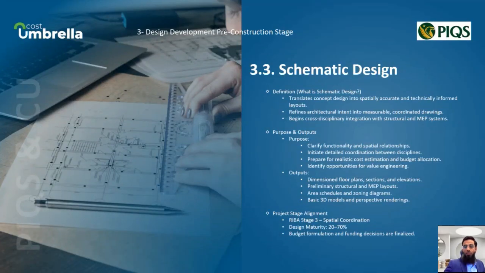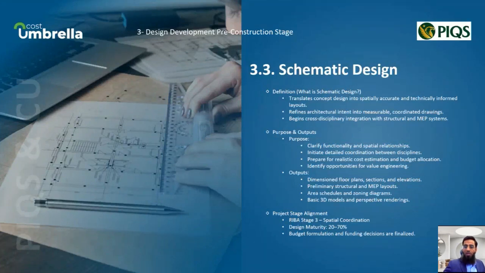Let's move to the next stage, which is schematic design. In the schematic design stage, we move from rough design idea into measurable and coordinated plans. This is where architectural layouts are refined and the major building systems, structural, mechanical, electrical, and plumbing, are introduced for the first time in an integrated manner.